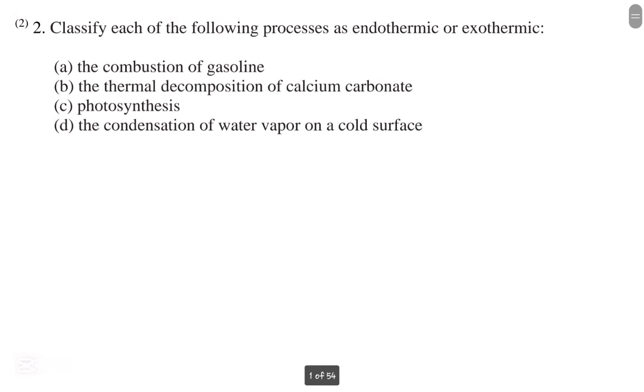We need to classify each of the following processes as endothermic or exothermic. Endothermic means that it absorbs heat. Exothermic means what? Means that it releases heat.